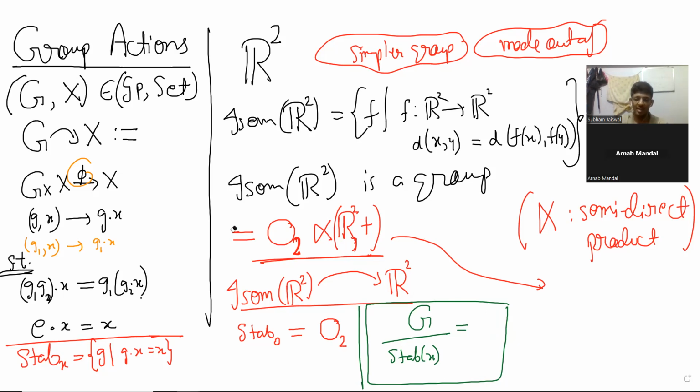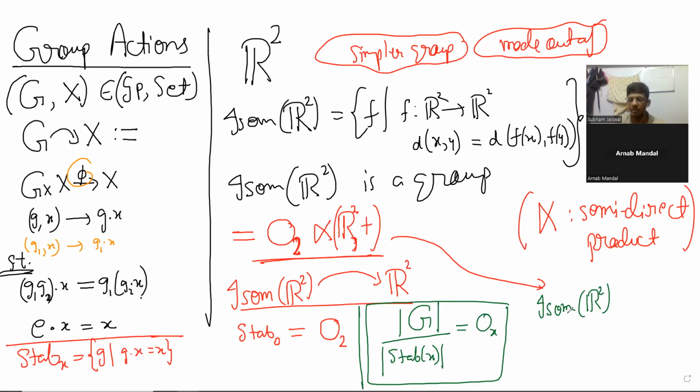Correct. You're right. But in this case, since it's a transitive action, the orbit is all of the set. But you're absolutely correct. This is the formula, right? And this is the size, right? So in our case, it will become Isom of R2.